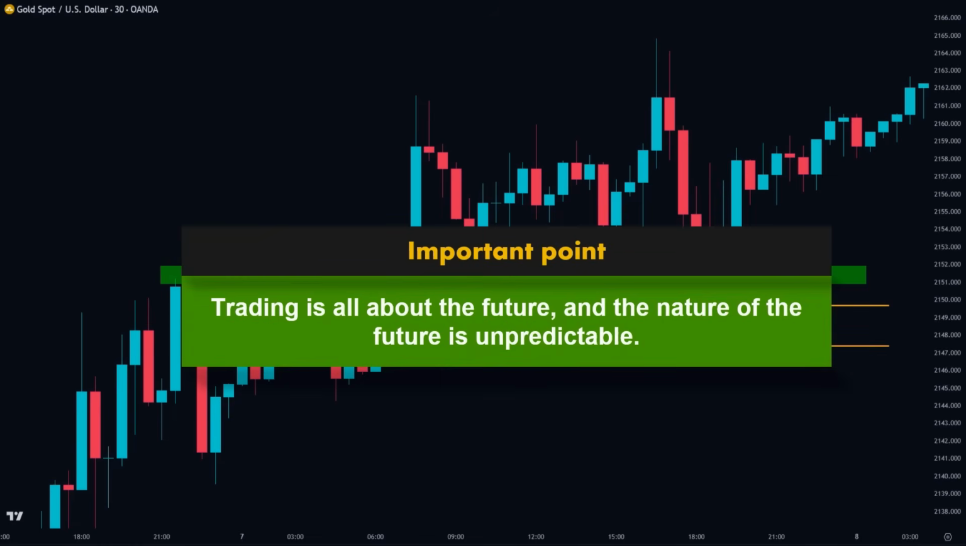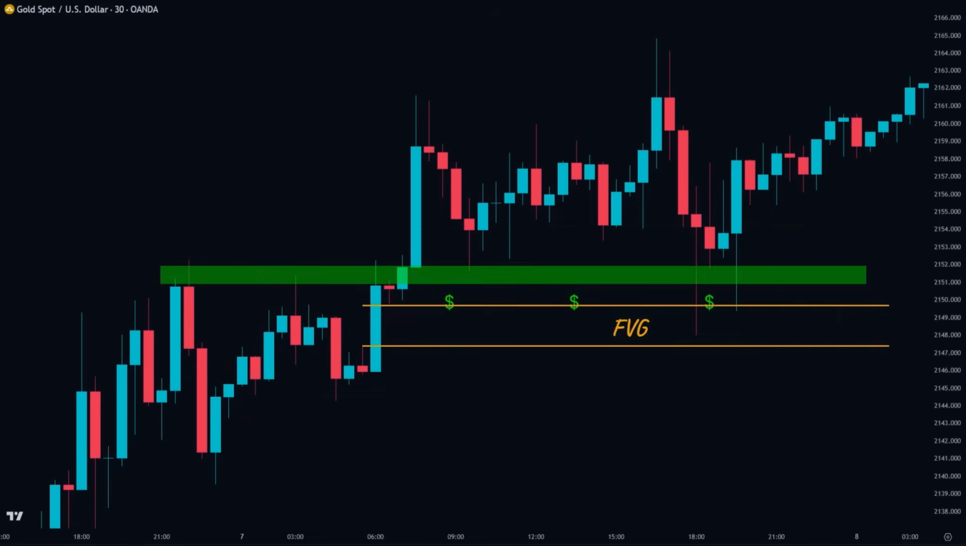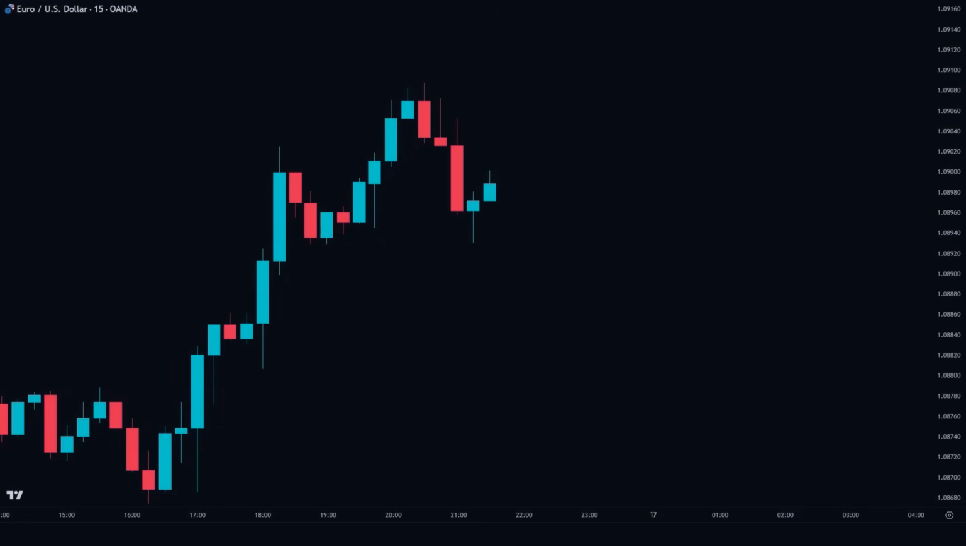Remember, trading is all about the future, and the nature of the future is unpredictable. Here on the Euro-Dollar 15-minute chart, we have a strong moving uptrend. The latest impulsive move has created this area of equal lows, which will act as support when the price taps into this zone again. So below these equal lows contains lots of liquidity.